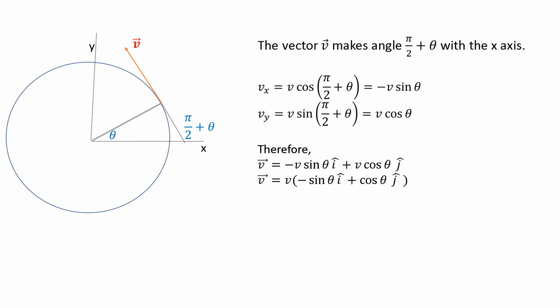The y component of velocity, vy, is v into sin of pi by 2 plus theta. Sin of pi by 2 plus theta equals cos theta. Therefore, vy equals v into cos theta. This means velocity v equals v times minus sin theta i plus cos theta j. We can take v as a common factor. Here i is the unit vector along x-axis and j is the unit vector along y-axis.